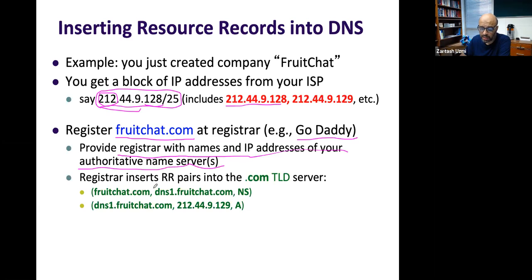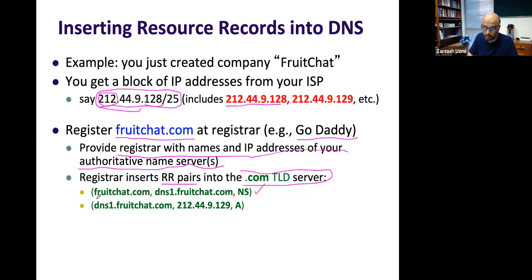So the registrar will insert the resource record pairs into the .com TLD server. It will put them in the TLD server, in the TLD server corresponding to fruitchart. Which records will it insert? First, it will insert a name server record, which means that anyone in the world, when they want to make the translation, will go to the root and say, please tell me the address of .com. The root will tell the address of .com, then they will go to .com and say, I want to go to submachine.fruitchart.com.